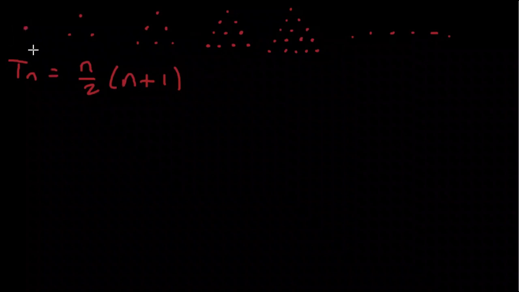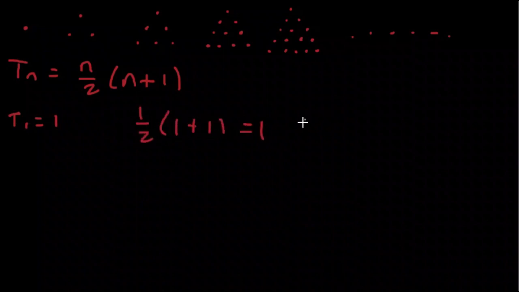So what we do for an induction proof is we check T1. We know T1 is equal to 1, and then 1/2 times 1 times (1 plus 1) is equal to 1. So this works for n equals 1. And then next up we do an anchor step.